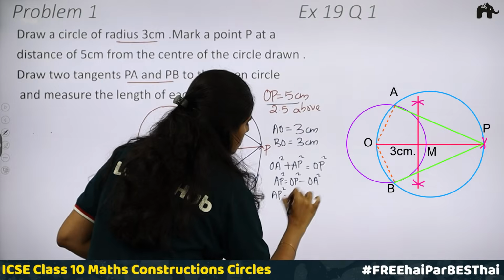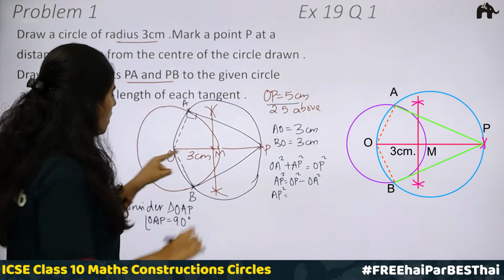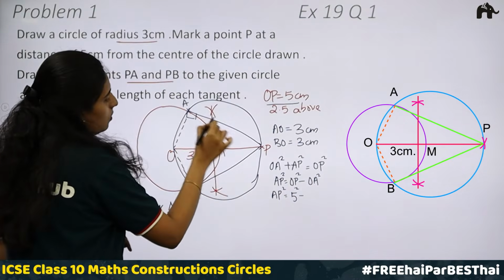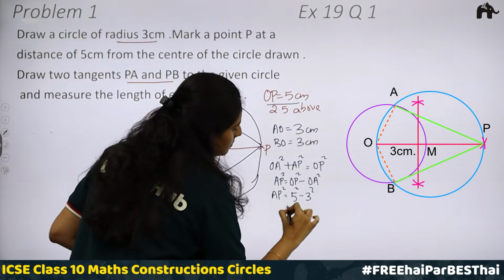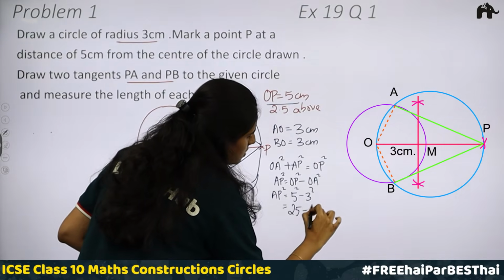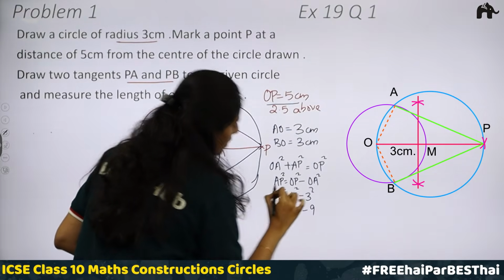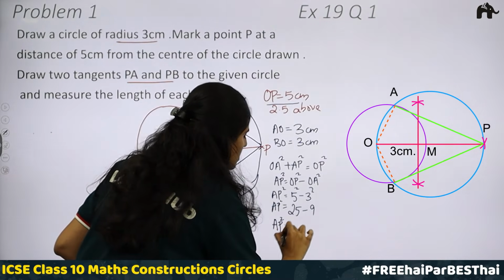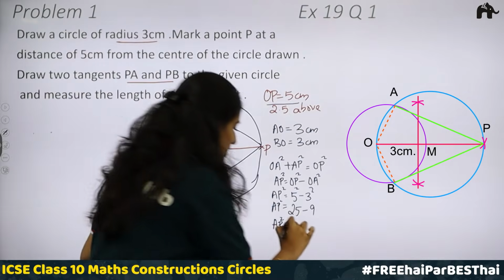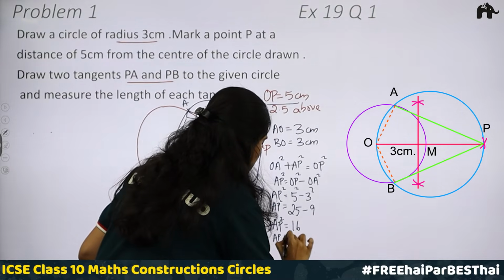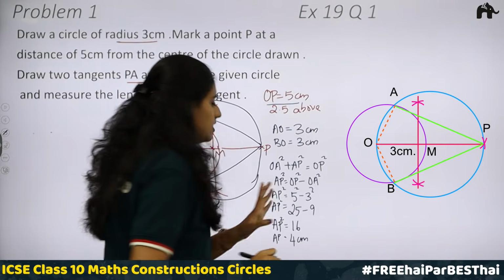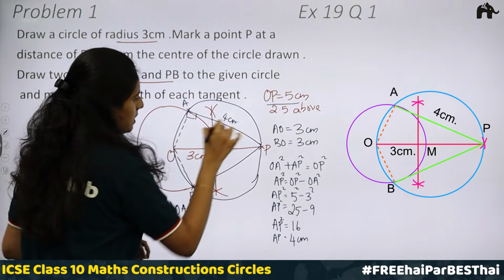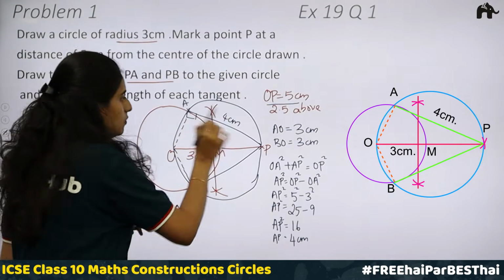AP square is equal to OP square, OP square is 5 square, minus OA square, OA square is 3 square. 5 square is 25, minus 3 square, 9. AP square is equal to 25 minus 9, which is 16. Then AP will be equal to 4 centimeters. That is root of 16, which is 4 centimeter. We got AP as 4 centimeter. The length of tangent AP is equal to 4 centimeter.